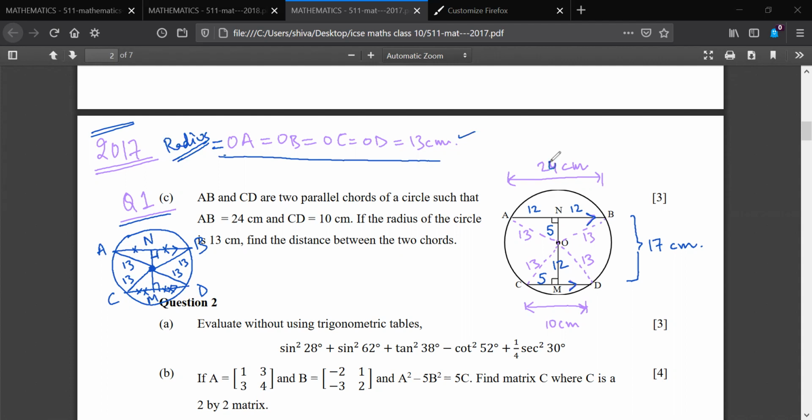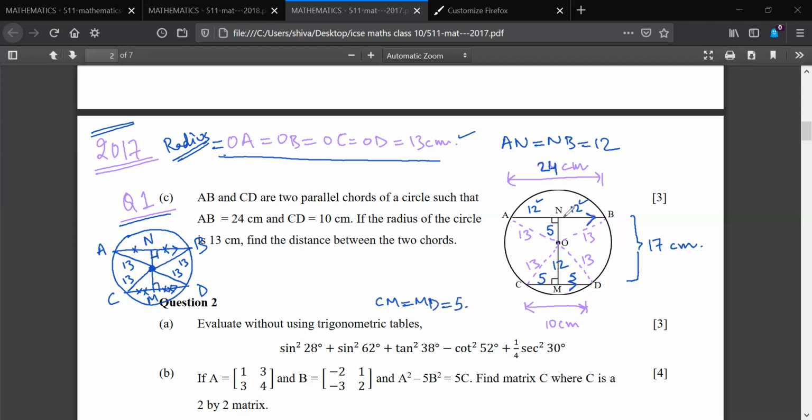So if whole of this is 24 centimeter, this would be 12. This would be 12. Whole of this is 10 centimeter. Therefore, CM would be equal to MD equal to 5 centimeter. Any doubt about this? No, sir. AN is equal to NB is equal to 12 and CM is equal to MD is equal to 5.